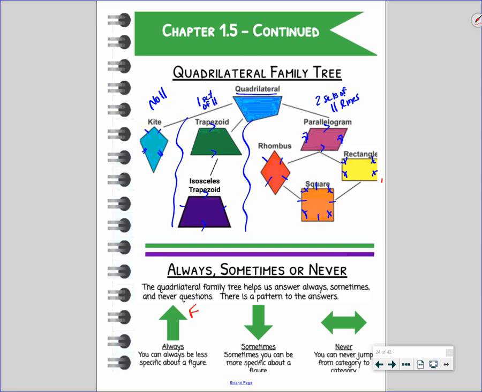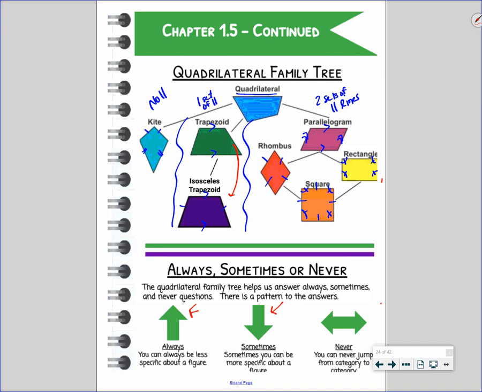Sometimes you can be more specific. So sometimes you can go down the family tree. Sometimes a trapezoid is an isosceles trapezoid. Sometimes it's not. Sometimes it doesn't have the extra property of the extra congruent sides. Sometimes a quadrilateral is a kite. Sometimes it's not.